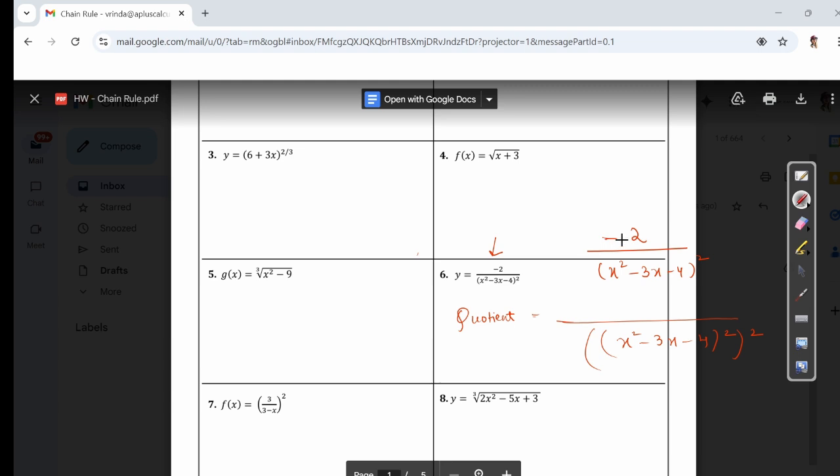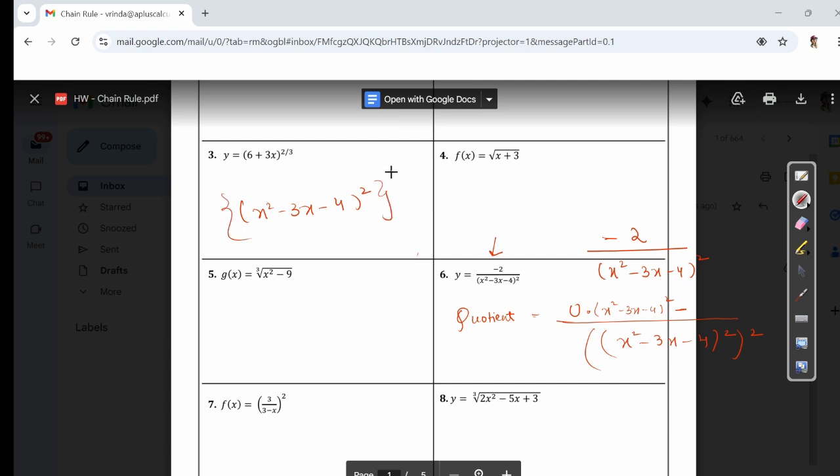So derivative of negative 2 will be 0. So 0 times this will become 0. Okay, and then minus derivative of this. Now here, when you have to find out the derivative of x square minus 3x minus 4 square, you will have to apply the chain rule.